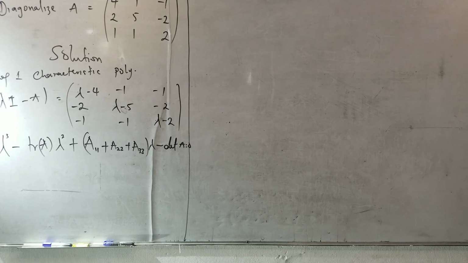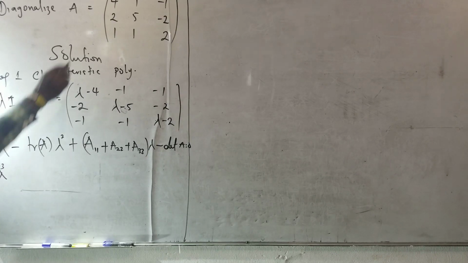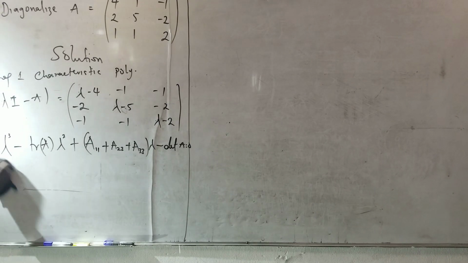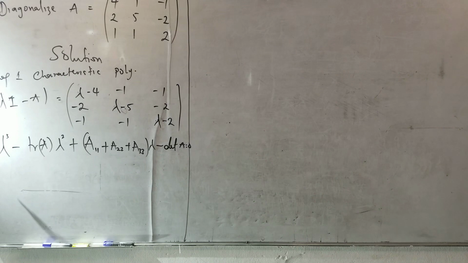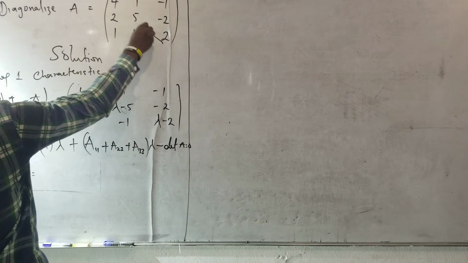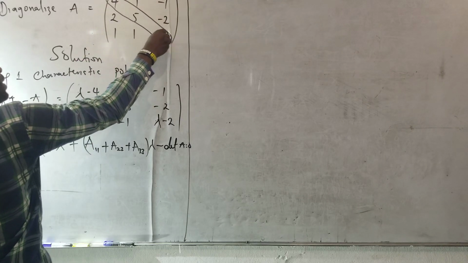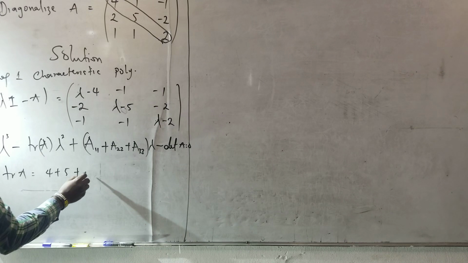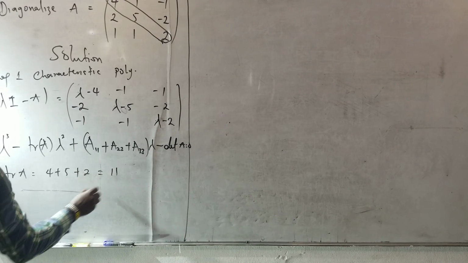Now, the first thing I will do is with my lambda squared. What is my trace? Note this, that when you talk about the trace of A, it will be equals to the addition of the diagonal. Addition of this is known as the trace. It means I'm having 4 plus 5 plus 2, which is going to be 11.